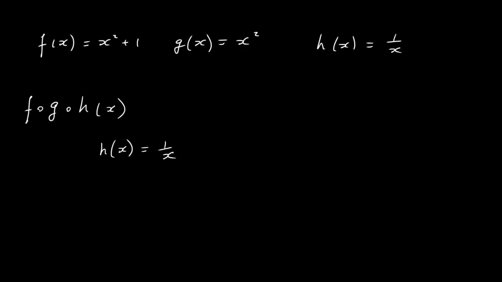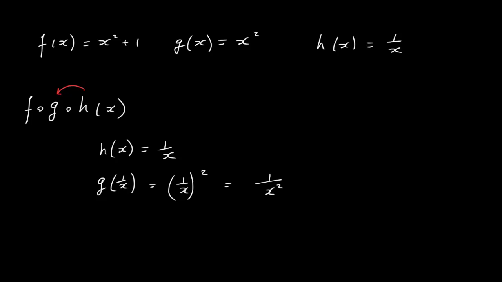So we need to put that into g. So we started with h, and what we get, we need to put that into g. So if we do that, then what do we get? So we need to put 1 over x into g. So we need to do g of 1 over x. Well, g just squares our input. So we have an x squared here. So what we get is 1 over x squared. So that's just 1 squared is 1, x squared is x squared.